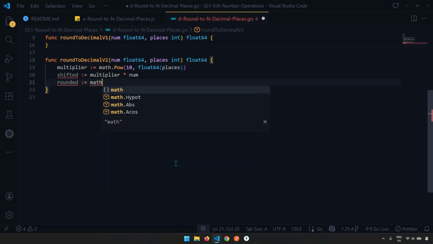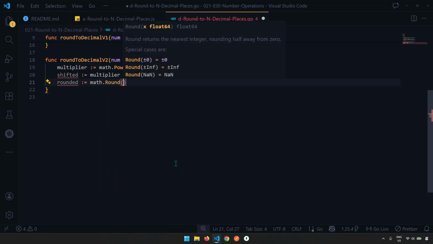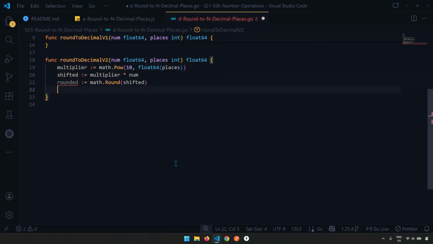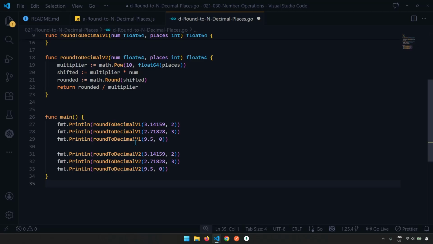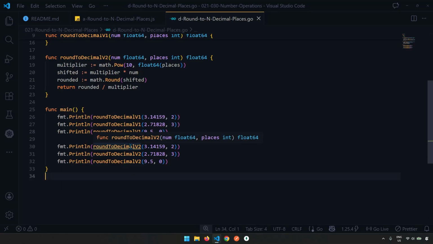Then we round this up. And this rounding is going to be math.round. You can see it's almost identical to the JavaScript version or to the Python version. We pass in here shifted. And what do we do next? Well, we select rounded and we divide it by a multiplier. And finally, if you want to run this, you need to have your main function. There we go. Save this.